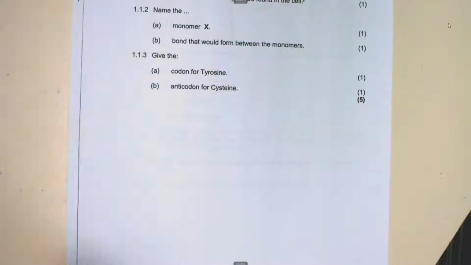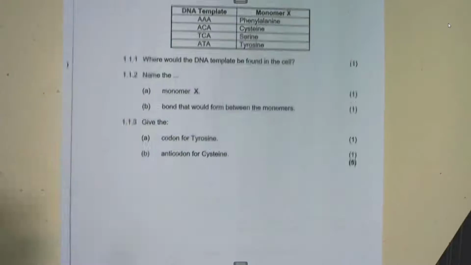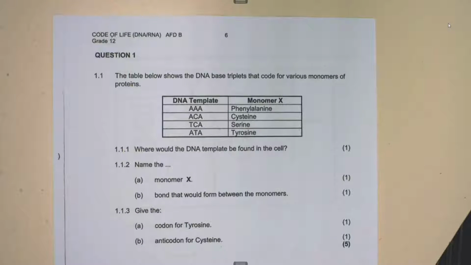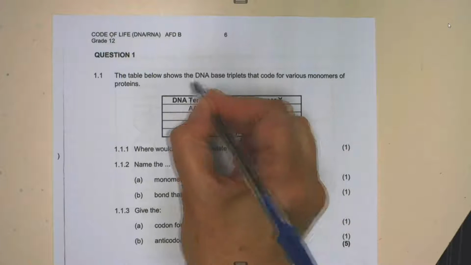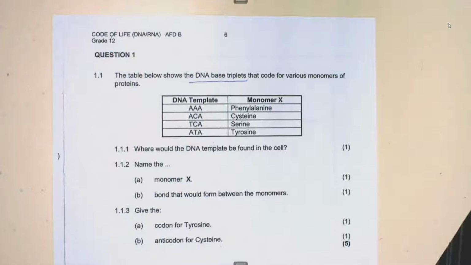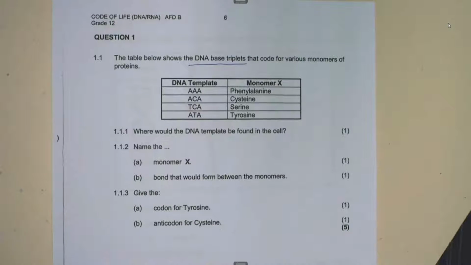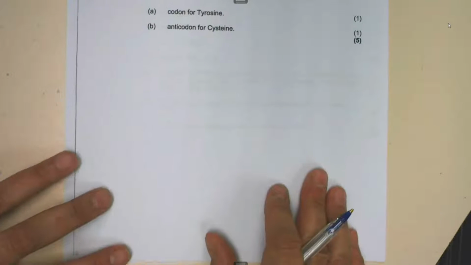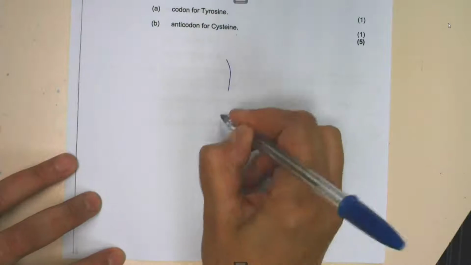Now we're going to questions that are a little bit more difficult regarding that big process of protein synthesis, the making of proteins. Now, let's have a look. They say the table below shows the DNA-based triplets. That is why you need to know terminology. Where am I going to find the DNA-based triplets? Let's just get our GPS working again.